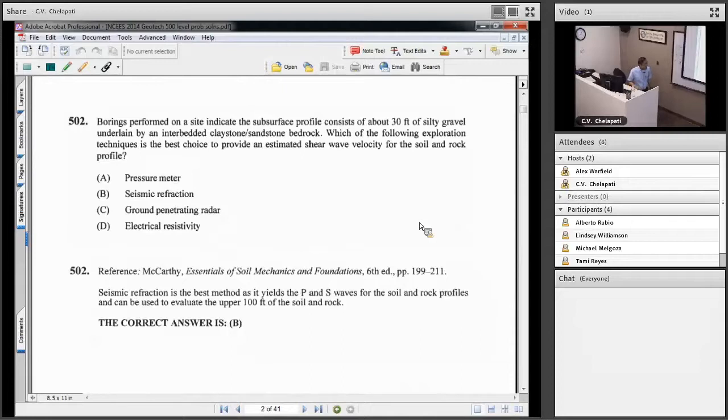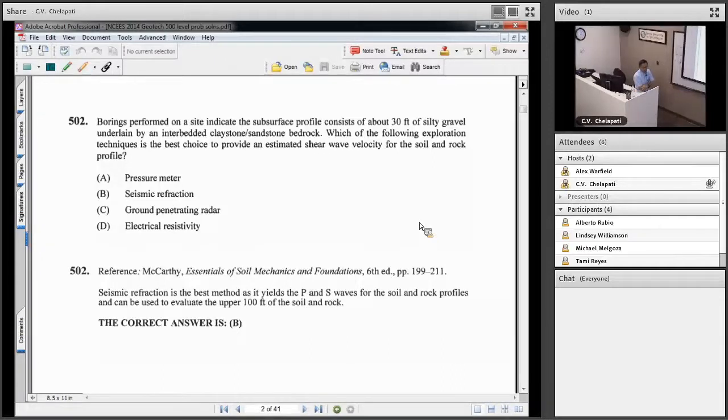Okay. Here, we didn't talk about other methods of subsurface exploration, and this gets into it. Borings performed on a site indicate the subsurface profile consists of 30 feet of silty gravel underlain by interbedded claystone and sandstone bedrock. Which of the following exploration techniques is the best choice to provide an estimated shear wave velocity for the soil and rock profile?